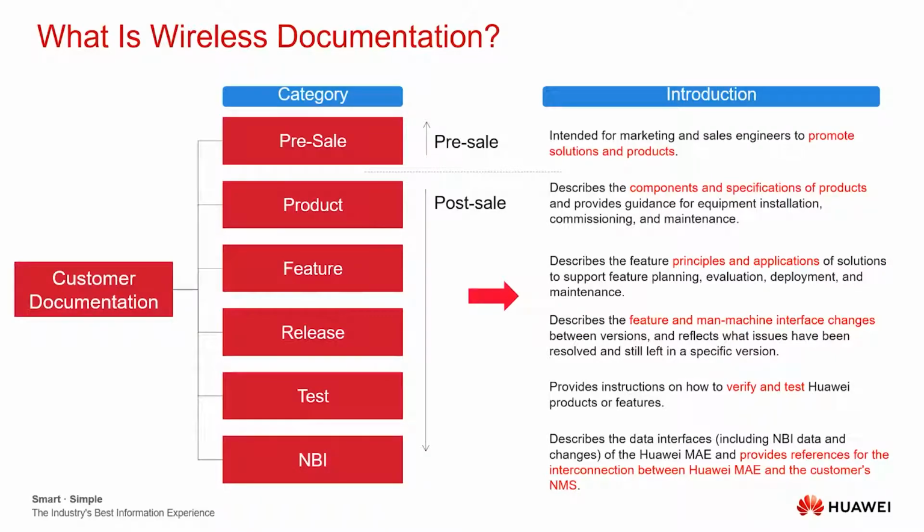First is the product documentation. It describes the components of products, the specification, the weight, the dimensions, and also it provides information on how to deploy the product: the installation, commissioning, and the maintenance information of the product.